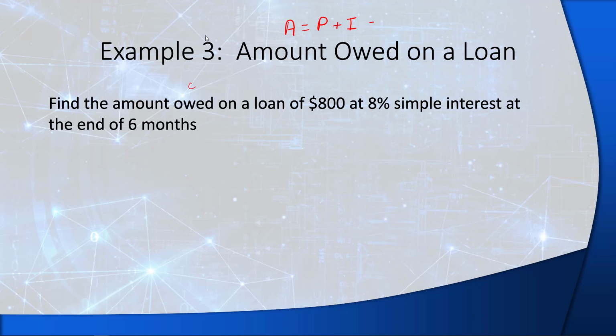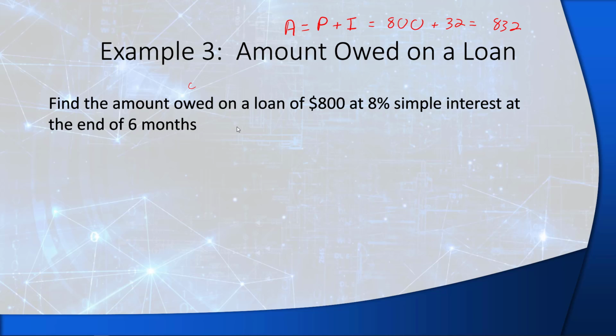and the principal, of course, is going to be $800. And the interest is going to be the answer from example 1, which is $32. And that will give us a total future value of $832. Let's hope we can actually get the exact same thing here.